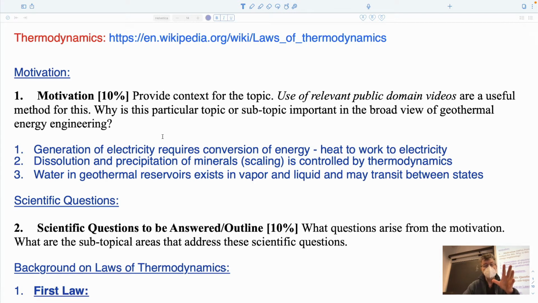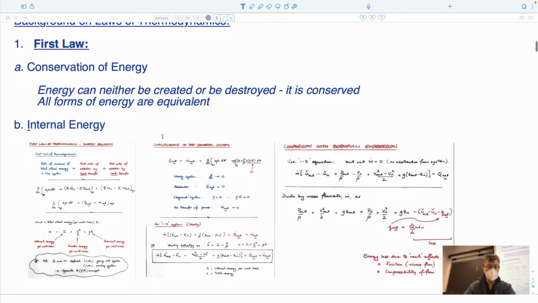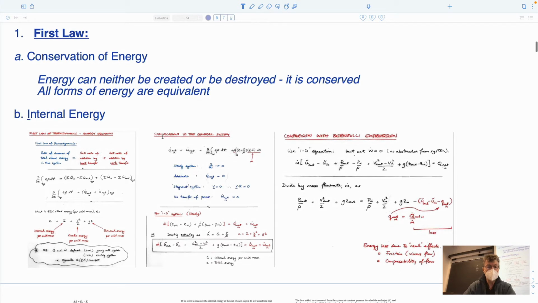It will boil at 40 degrees centigrade, run it through a turbine, capture it, condense it, and then keep it within the system. So to do that, we need to understand something about thermodynamics. So we'll carry on with the first law from last time and talk about the second law as well.